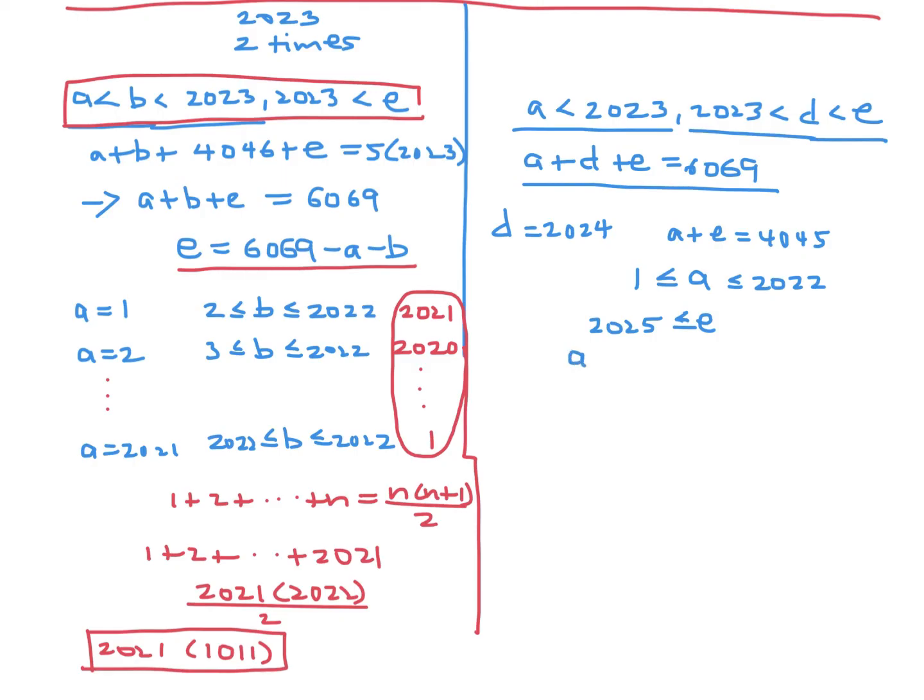Okay, so let's go through this. If A, for example, was 2022, then my E, A plus E is 4045, right? So my E was going to be 2025, like that.